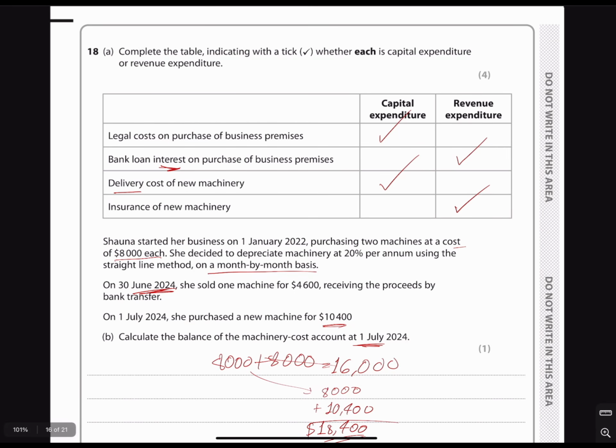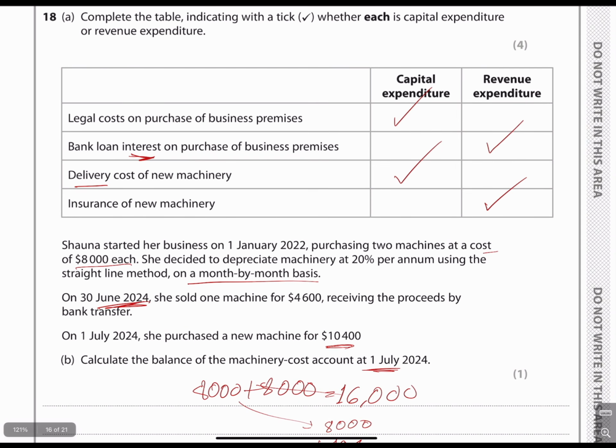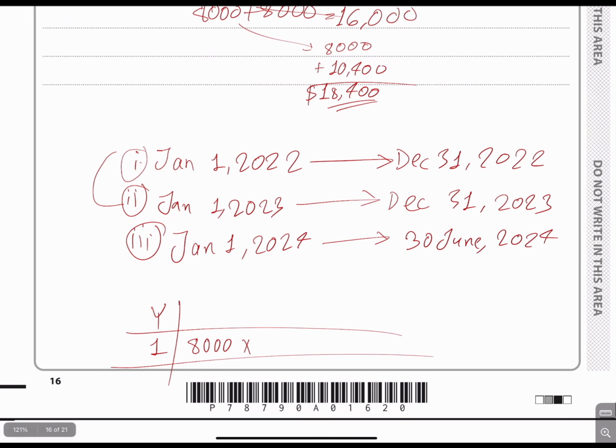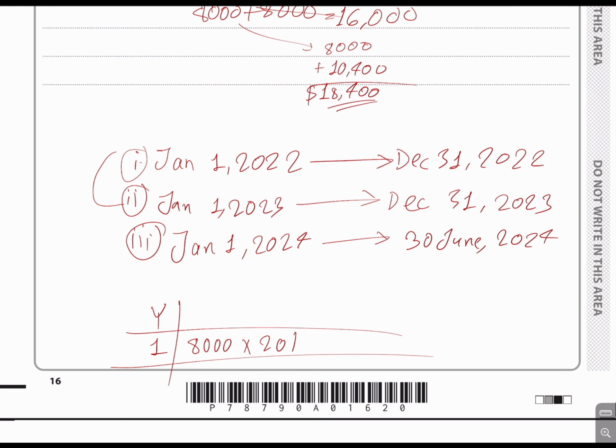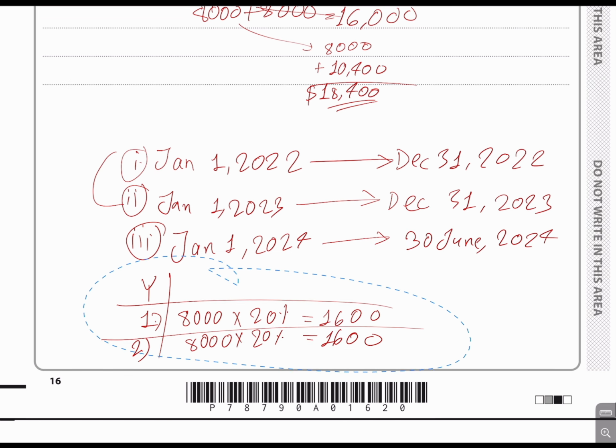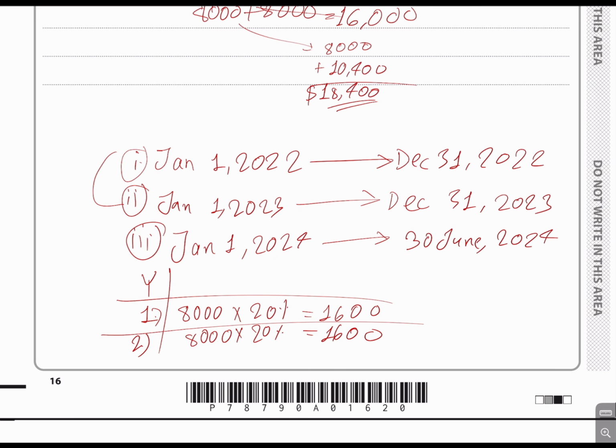So now how do I know it was 8,000? Because two machines at cost of 8,000 each. One is 8,000, so two is 16,000. One of our assets was sold, so that's 8,000. Now 8,000 into 20%, we get 1,600. And year 2 was used in full as well, so 8,000 into 20%, we have 1,600 here. Now what about third year?